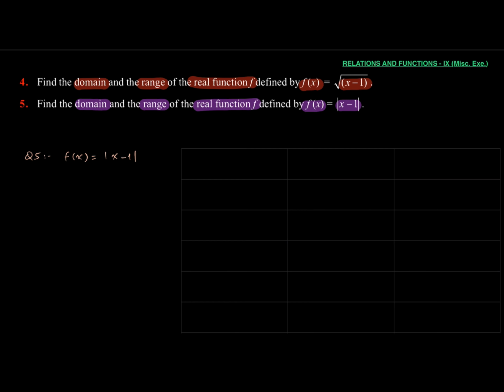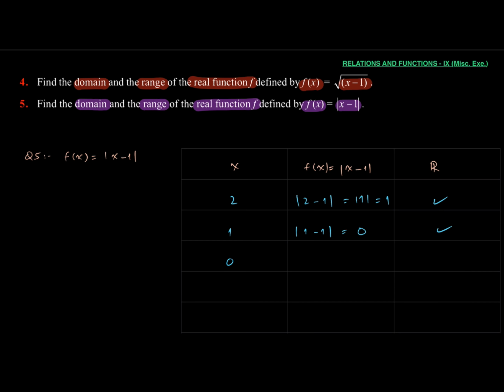Here again, this column will represent values of x. This column will represent our function f of x, which is equal to modulus of x minus 1. And this column will be used to check whether the output is real or not. So for x equal to 2, we'll be having f of x equal to modulus of 2 minus 1, and this will be equal to modulus of 1, and that will be equal to 1, which is a real number. Similarly, for the value of x equal to 1, we'll be having modulus of 1 minus 1, and that will be equal to 0, which is again a real number.